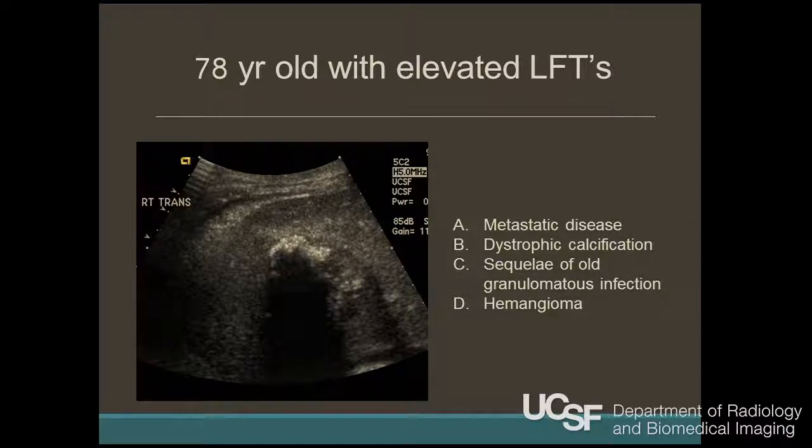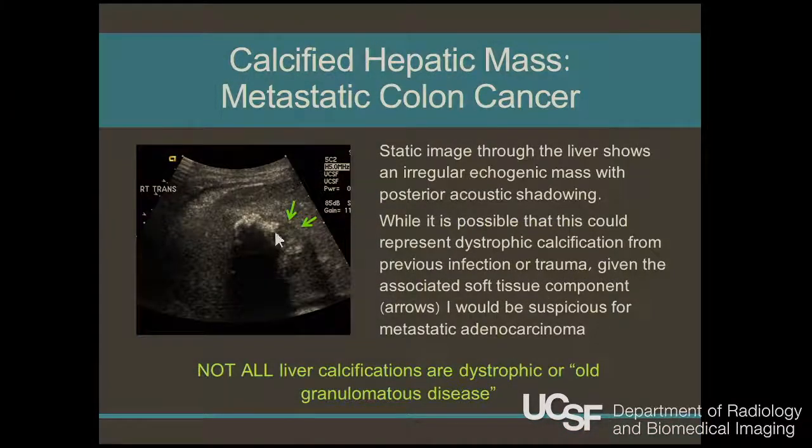So this is an image through the liver, elevated liver function tests. And this is metastatic disease. The reason I show this is because anytime you see calcification somewhere, we tend to just think it's probably benign, it's old hemorrhage, maybe old granulomatous disease. But in this case, you can actually see that there is some solid soft tissue mass associated with this. And this error occurs most commonly in the liver, where we see calcified masses that are called something else.